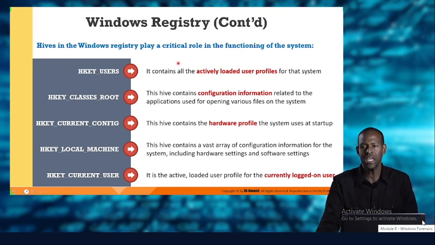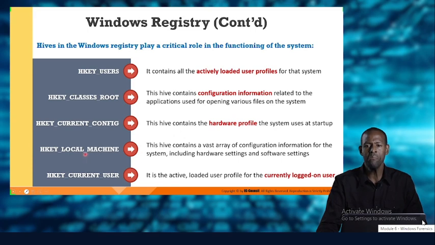Number one, HKEY_USERS: all the actively loaded user profiles for the system. If it's a standalone system, it's usually just going to be one, but there can be more. HKEY_CLASSES_ROOT is a hive that has configuration information, so these are applications that are used for getting into and interacting with files on the system. We have HKEY_CURRENT_CONFIG, which tells us what the system is looking at right now, a slice of time. So it has the hardware profiles, and this is what the system used for startup currently.